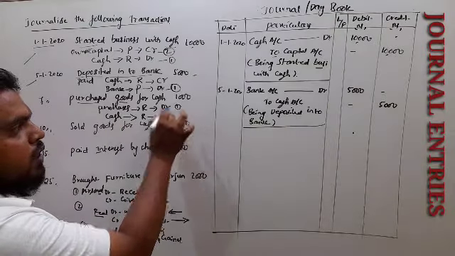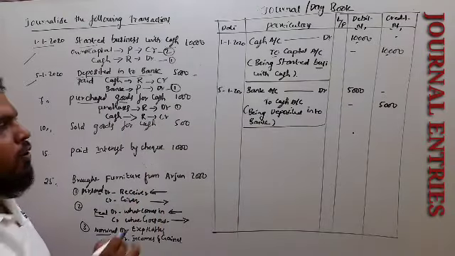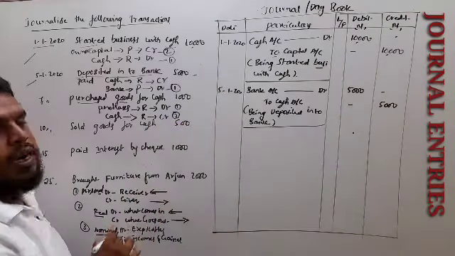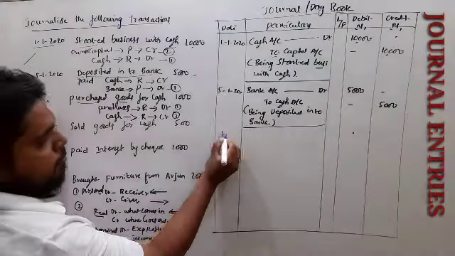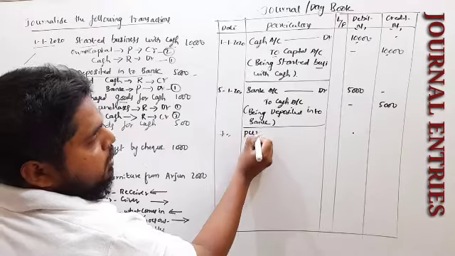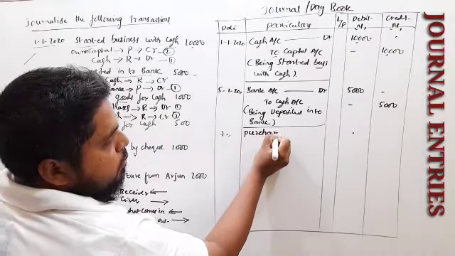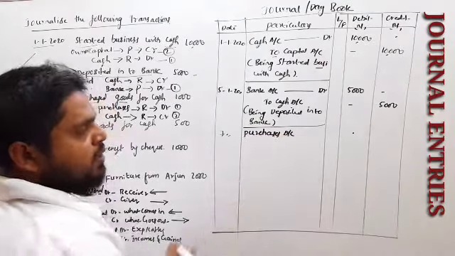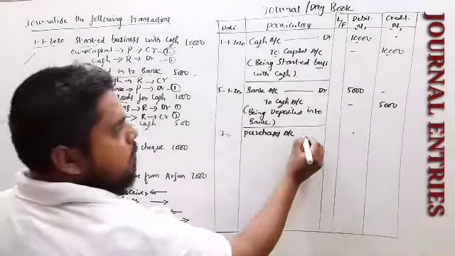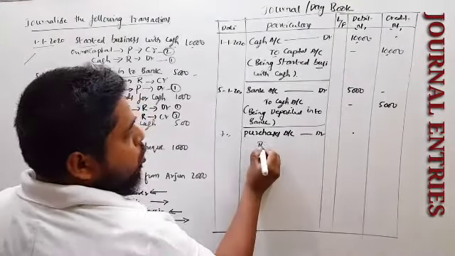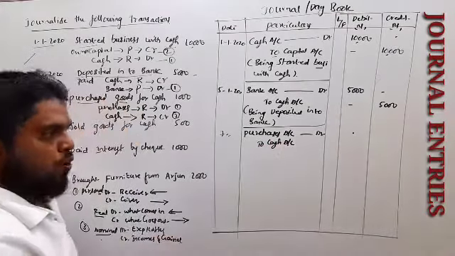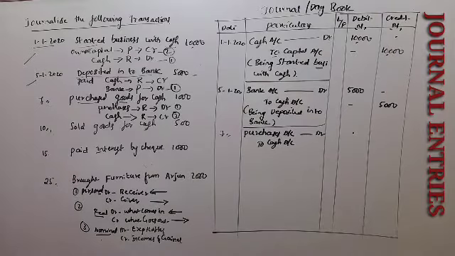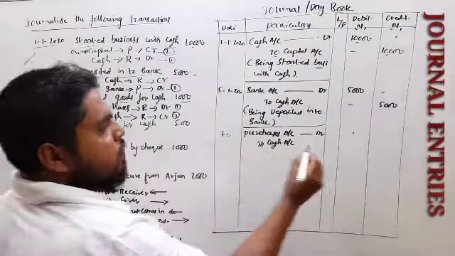Now the first debit entry you have to pass, and second the credit entry. Now date 7/1/2020. Purchases account, debtor, to cash account, amount 1000.